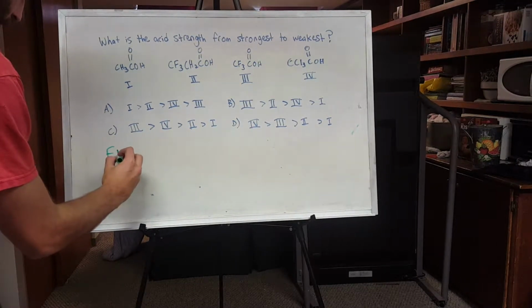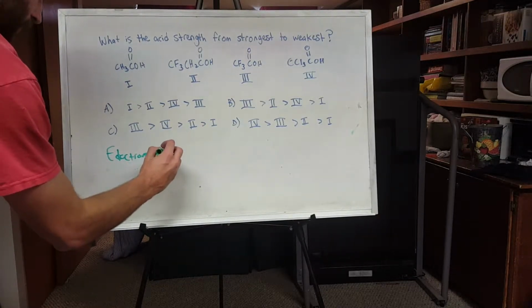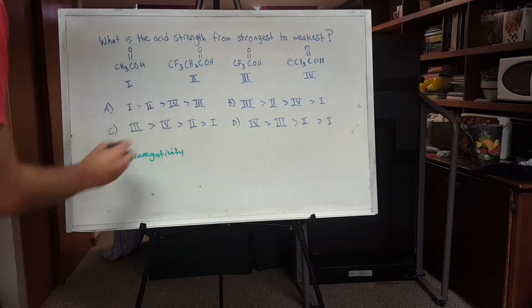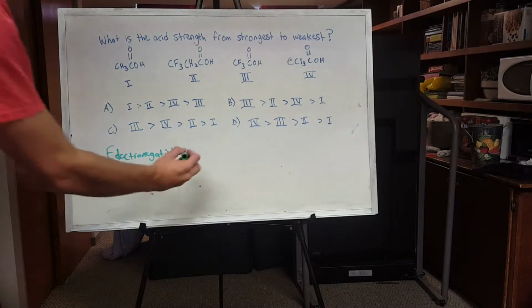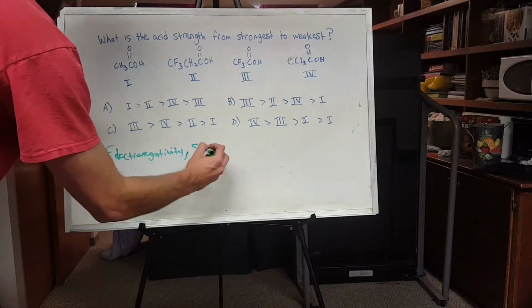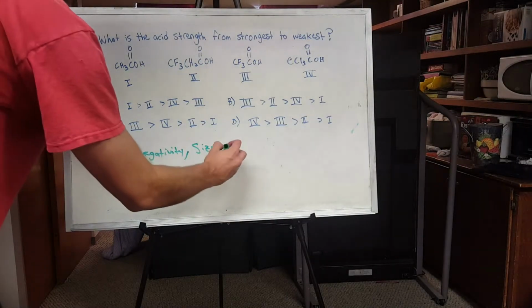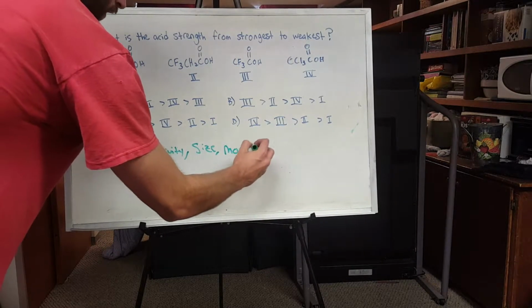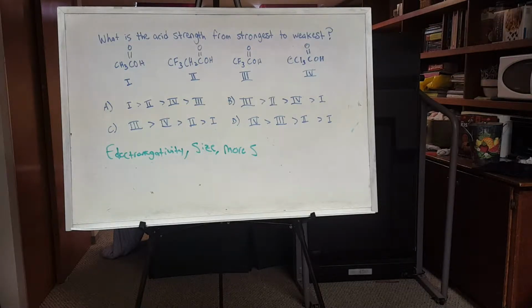Electronegativity is one: the electronegativity of the atom bonded to the proton to be lost. The size of that same atom. Let me think. There's the hybridization, so more s character, more acidic, right? So an alkyne is more acidic than an alkane, right?